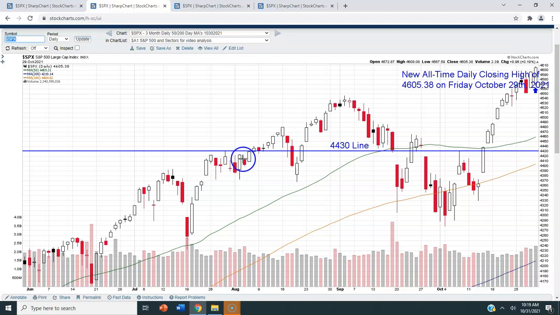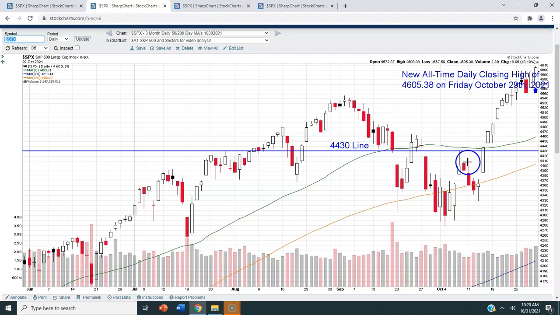It took a few more days of trading, and here in August we finally got above. That was August 6th, I believe. We finally got above that 4430 line and traded above that for a few days, fell down below it, and then finally got above it. And you can see we've been dancing back and forth across this for months.